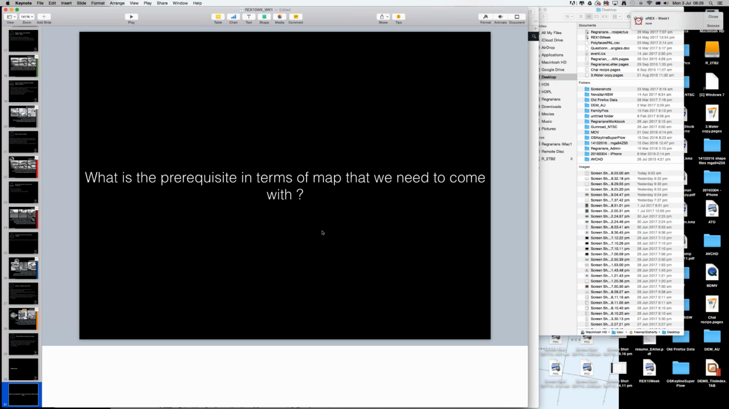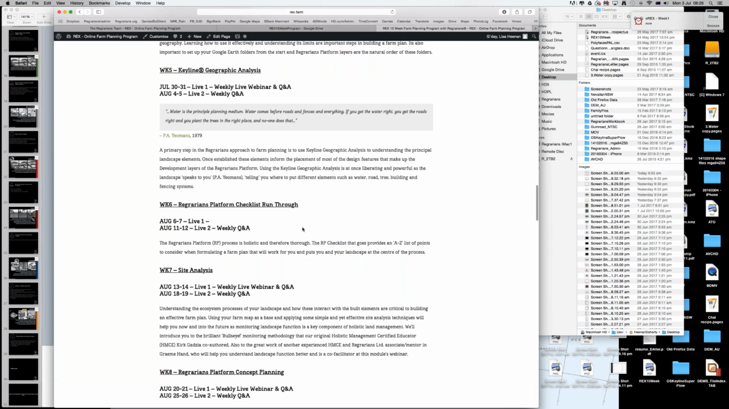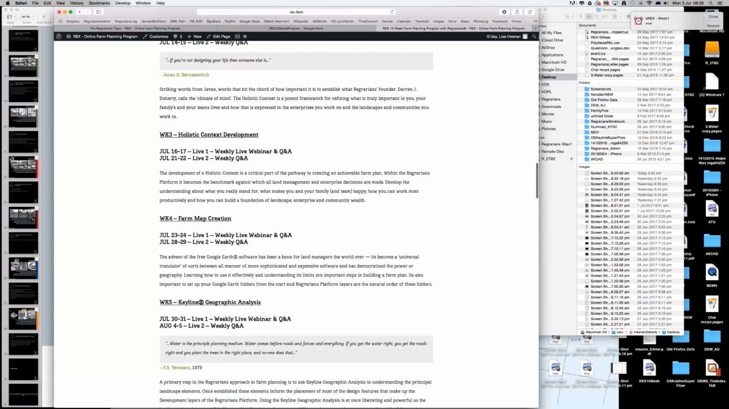We've got a section where, again, I'll go back to the program. We've got week 4 where we're doing farm map creation, so you've got a bit of time between now and then to see what topographic mapping you've got available. I know your project's in Morocco, and the government topographic mapping is a little bit iffy and hard to come by. I've been able to locate a bit of stuff, so you might have to do a bit of digging there, Morad. But otherwise, we're using Google Earth.